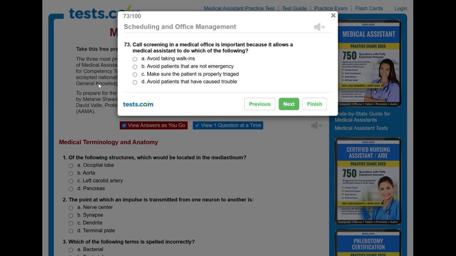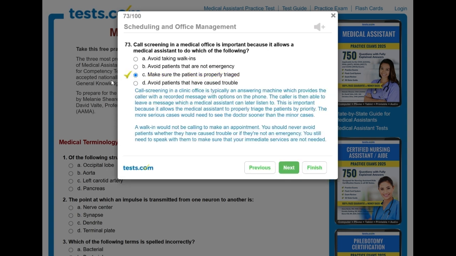Question 73. Call screening in a medical office is important because it allows a medical assistant to do which of the following? A. Avoid taking walk-ins. B. Avoid patients that are not emergency. C. Make sure the patient is properly triaged. D. Avoid patients that have caused trouble. C. Make sure the patient is properly triaged.